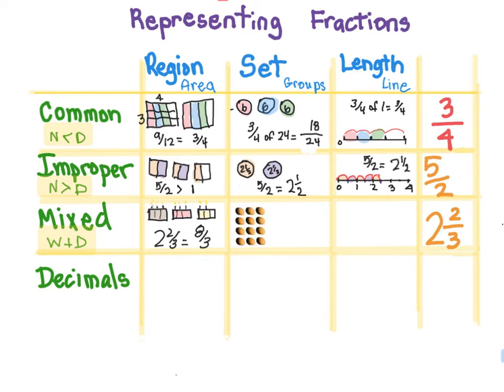Representing mixed numbers as a set, let's take our dozen eggs. What is 2 2/3 of a dozen eggs? So we have 1 pack of a dozen, 2 packs of a dozen, and 2/3 of a dozen. So 2 2/3 dozen eggs are 12 plus 12 plus 8, which is 32 eggs.